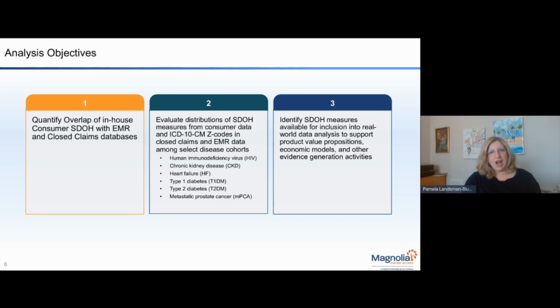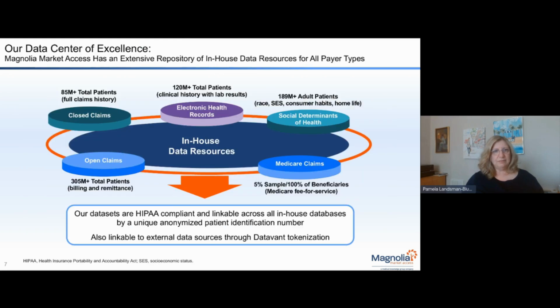And we wanted to look at six different diseases, a good cross-section of diseases and the populations they would represent. So we looked at HIV, chronic kidney disease, heart failure, type 1 and 2 diabetes, and metastatic prostate cancer. And then third, we wanted to identify what measures were available for inclusion into real-world data analyses to support product value props, economic models, and other evidence generation activities that we would be doing in conjunction with our clients.